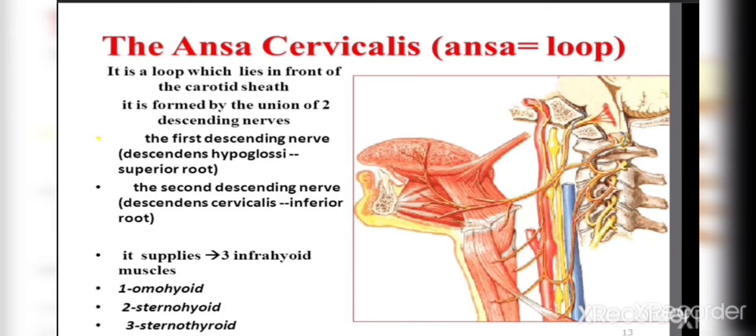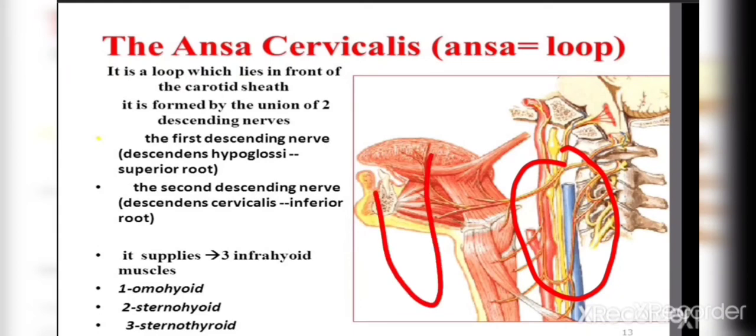Here in the diagram we can see the ansa cervicalis, this loop like this, and it supplies the infrahyoid muscles like omohyoid, sternothyroid, and sternohyoid. Infra means below, and hyoid refers to the hyoid bone, so these muscles lie below the hyoid bone. Those muscles are supplied by the ansa cervicalis. So this is omohyoid, sternothyroid, sternohyoid.